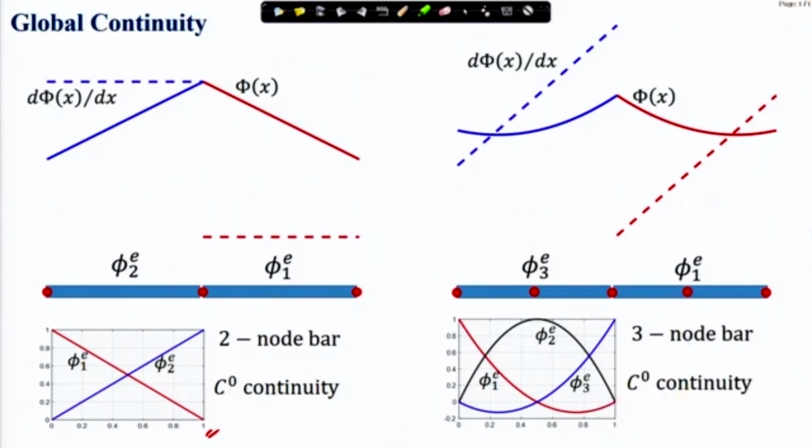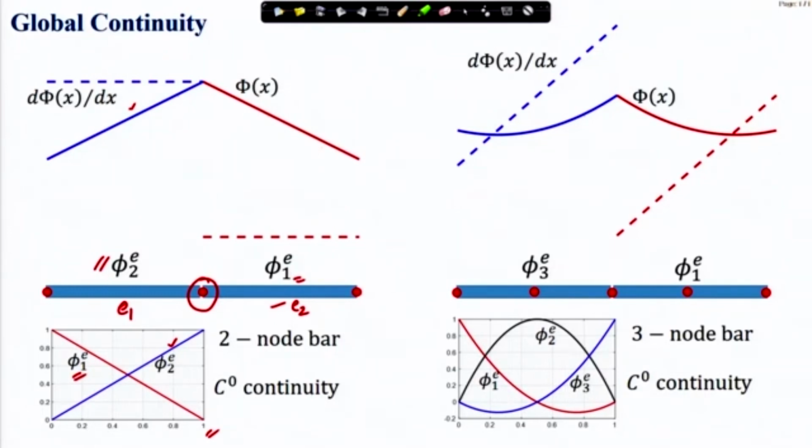Okay. Now let's take two elements, this is one and this is one, in one dimension. Suppose these two elements are 2-node bar elements. This is the common node between element number E1 and element number E2. Now let us plot the shape functions and their first derivatives in this case. For E1, phi 2 is shown here, and for E2, phi 1 is shown. Okay, so this is how the shape functions look.